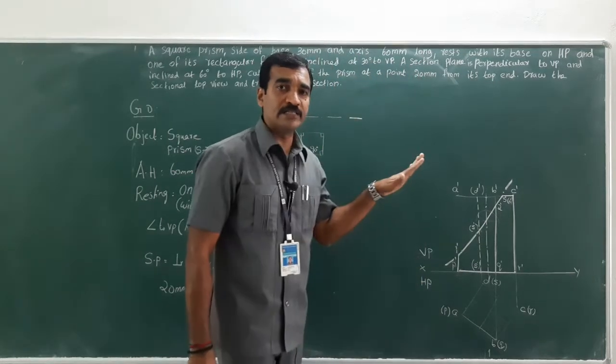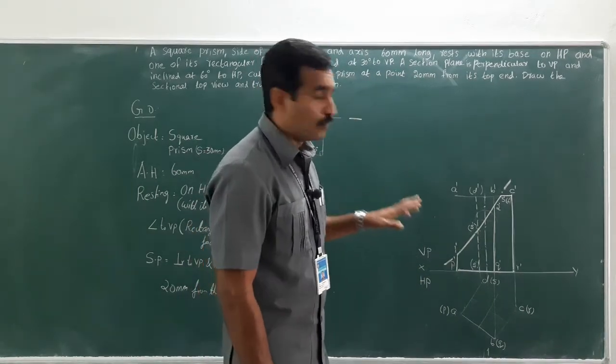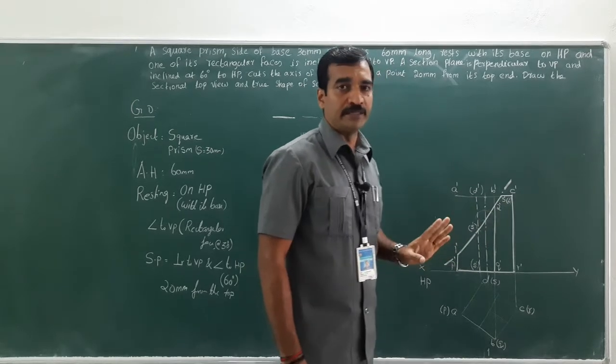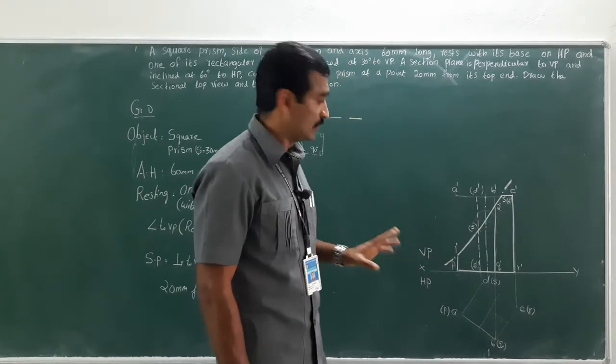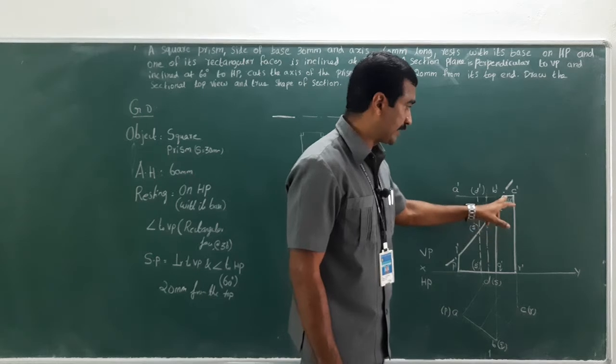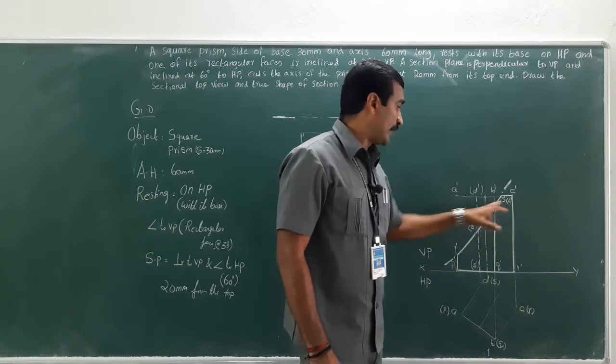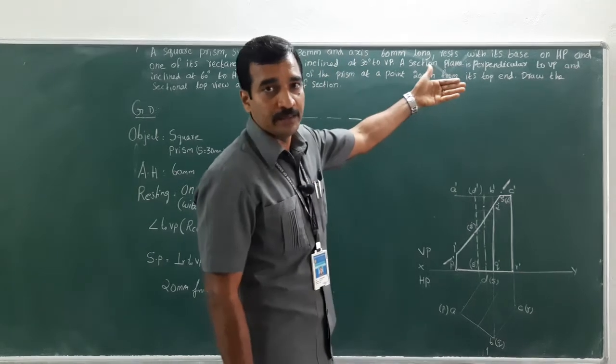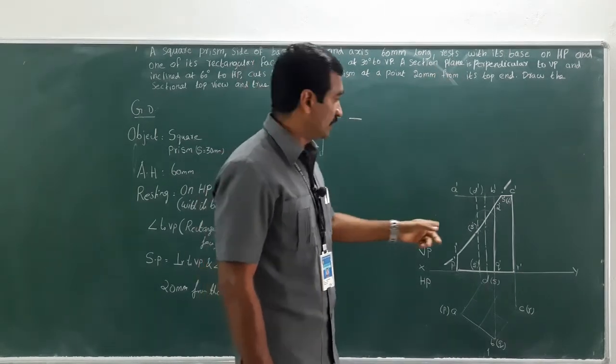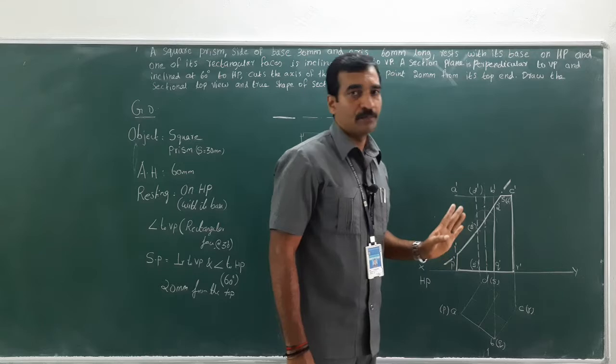So when the cutting plane is used to cut the object, 5 new points are formed here. The corners are formed. Namely 1 dash, 2 dash, 3 dash, 4 dash, 5 dash. See, out of the 5, 4 dash and 5 dash are behind, which is not visible. That's the reason I have captured them within the bracket.